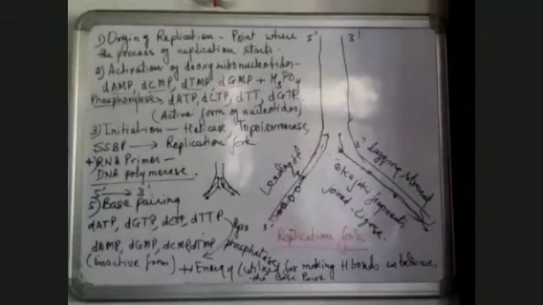See, all the steps in the process of replication are: origin of replication; activation of deoxyribonucleotides, in which all the monophosphates are converted into triphosphates, which are the active forms; then initiation, in which the enzymes are utilized to form a replication fork. When the replication fork is formed, the process of formation of new strands starts.